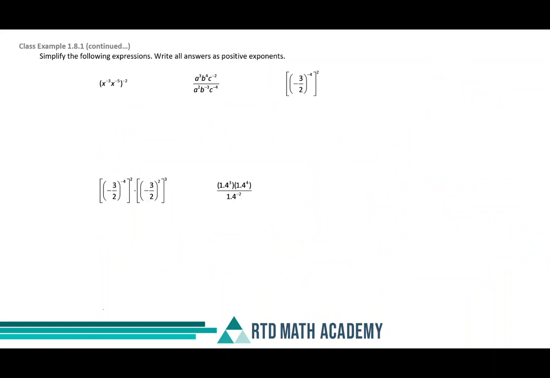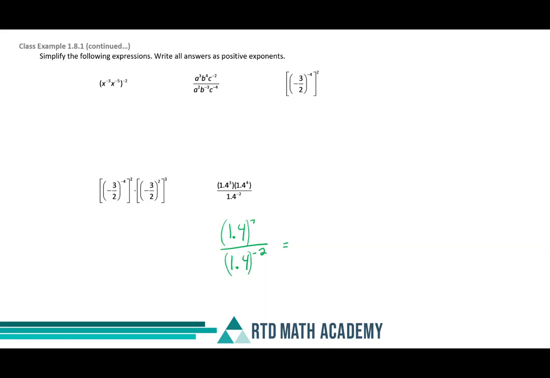Okay, the last one is a decimal answer. So the evaluation becomes a little bit trickier, although we do have a calculator. Let's get to the simplification first. I see I've got 1.4, 1.4, and 1.4 all as my base. I have 1.4 raised to the power of 3 multiplied by 1.4 raised to the power of 4. So when I multiply these two things together, I can add those exponents. So I get 1.4 raised to the power of 7 divided by 1.4 raised to the power of negative 2.